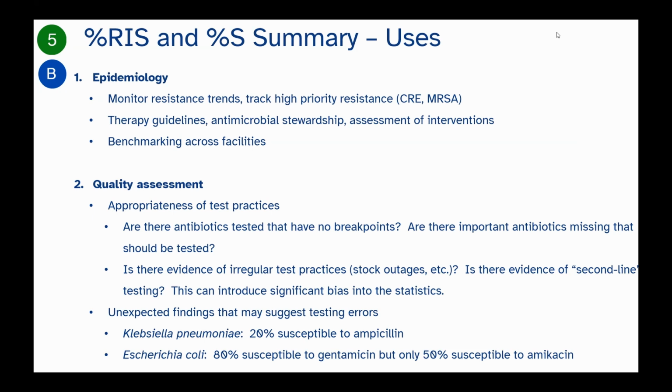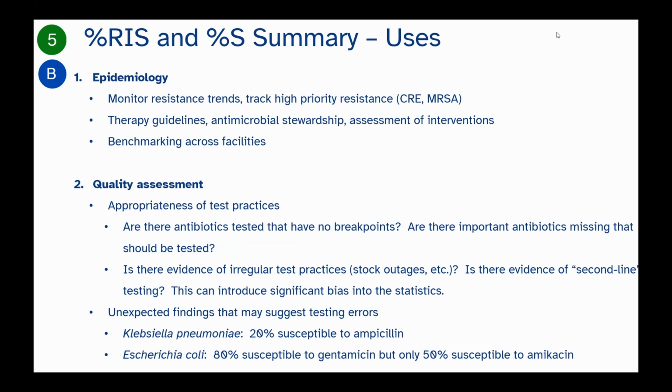If you find Klebsiella pneumonia 20% susceptible to ampicillin, that would suggest a mistake. This organism is typically ampicillin resistant. So if you find 20% susceptible to ampicillin, I would suspect that the organisms are not Klebsiella pneumonia, or they are not susceptible. So one should consider retesting these isolates. Or if you find Escherichia coli 80% susceptible to gentamicin, but only 50% susceptible to amikacin, again, that suggests some kind of mistake or bias.